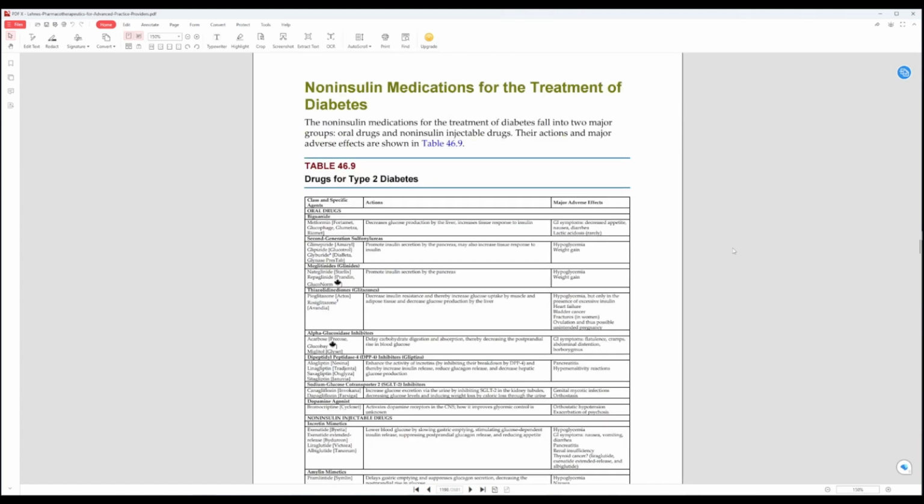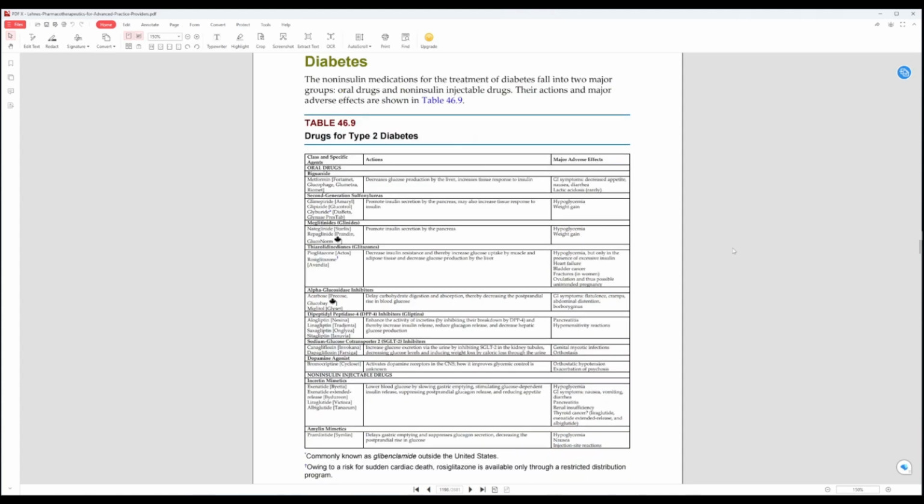Which brings us to the non-insulin medications for the treatment of diabetes. The non-insulin medications for the treatment of diabetes fall into two major groups: oral drugs and non-insulin injectable drugs. Their actions and major adverse effects are shown here on this table. So here is an excellent spot to hit pause so you can read through some of the many different types of anti-diabetic medications.